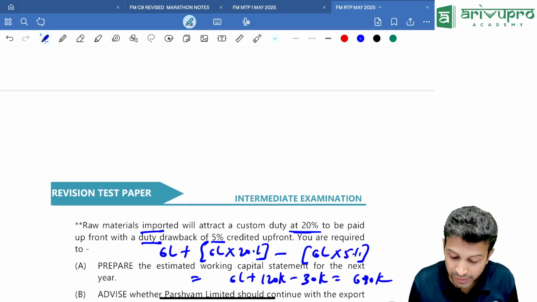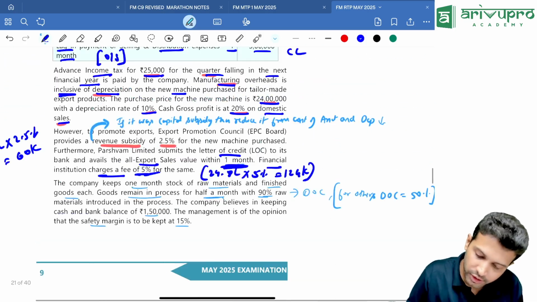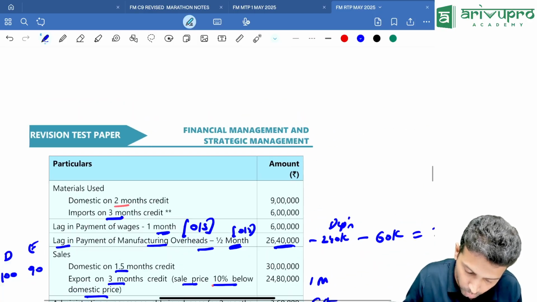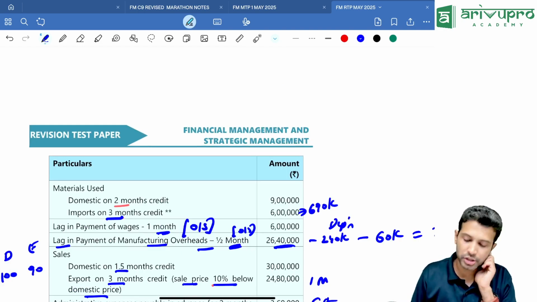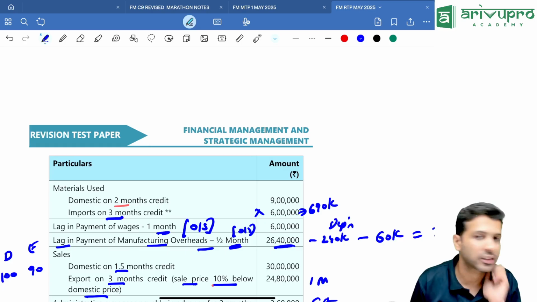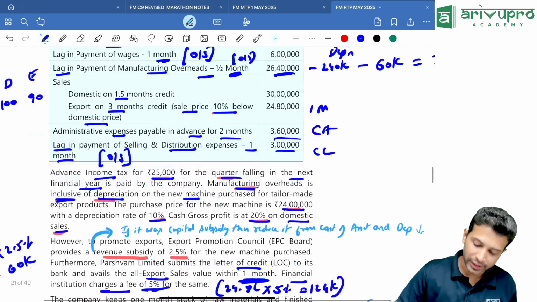That means is my material cost 6 lakh or 6 lakh 90,000? 6 lakh 90,000. That too on what? Domestic or import? Import. That means I should take this number and do my calculation and not this particular 6 lakh. That's another fitting. Okay now. Okay, everybody. So let's start the working out.